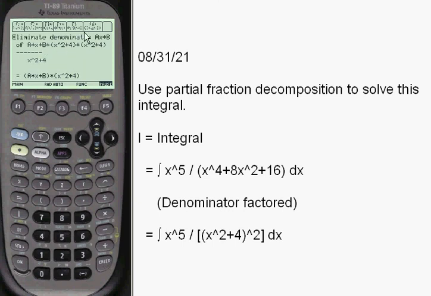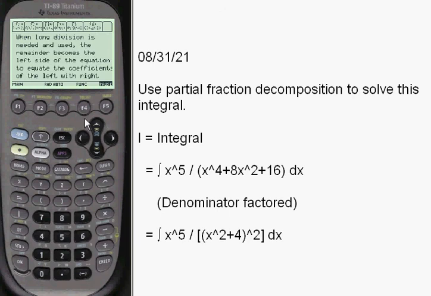And eliminate the ax plus b denominator. And of course this can be ax squared plus 4 times ax squared plus 4 right here. So when one cancels, we have ax plus b times x squared plus 4. And then we eliminate the denominator of cx plus d, and since they're the same, it equals cx plus d only.